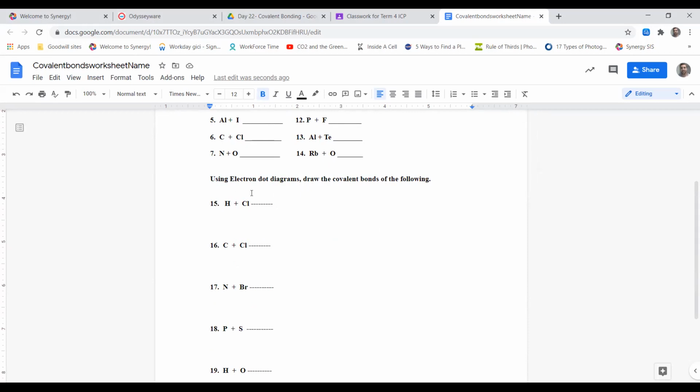So let's go ahead and diagram just the first 1 or 2. I'm going to do the first one, hydrogen and chlorine. So let me pull up that whiteboard.